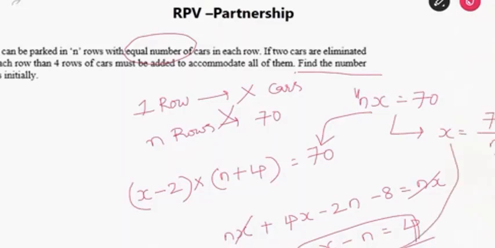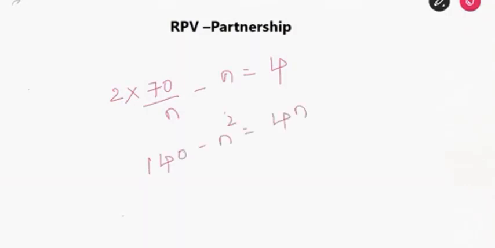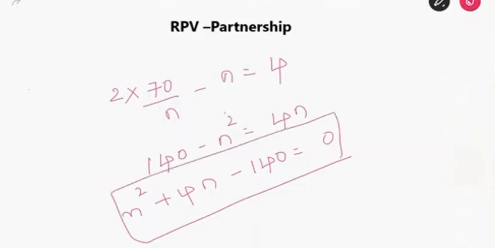Now substitute this x here. Now the equation comes like this: 2 into 70 by n minus n is equal to 4, right? Which is nothing but 140 minus n square is equal to 4n. Now n square plus 4n minus 140 is equal to 0. This will become a quadratic equation. Now what are the roots for this?